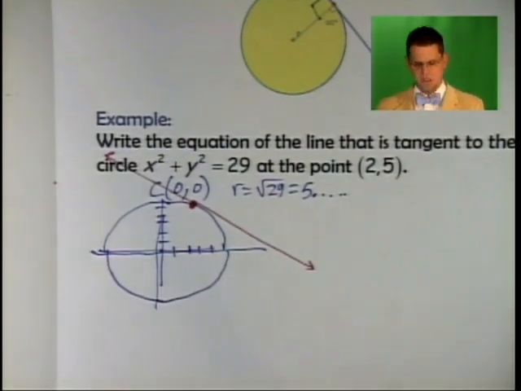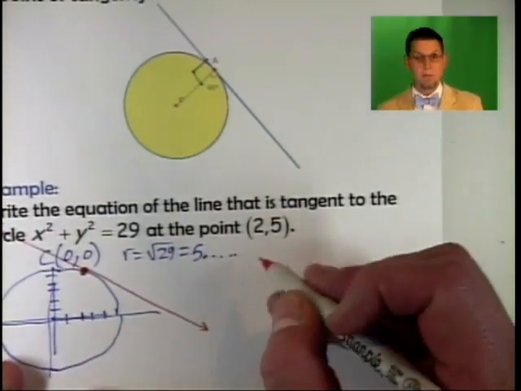We want to find the equation of that line. How are we going to do that? Well, remember, for the equation of a line, we use the point-slope formula.